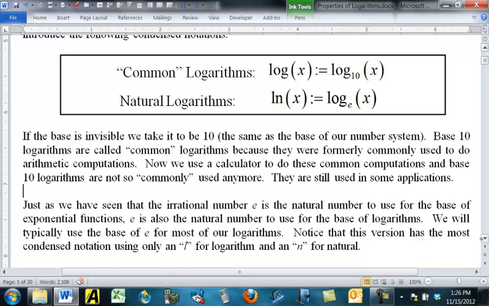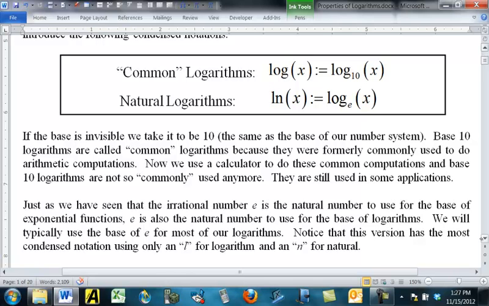Now, I put that into quotation marks, common. That's something I do a lot of times, because logarithms used to be used very commonly to do calculations, and to do very complicated things like taking certain roots, for example.